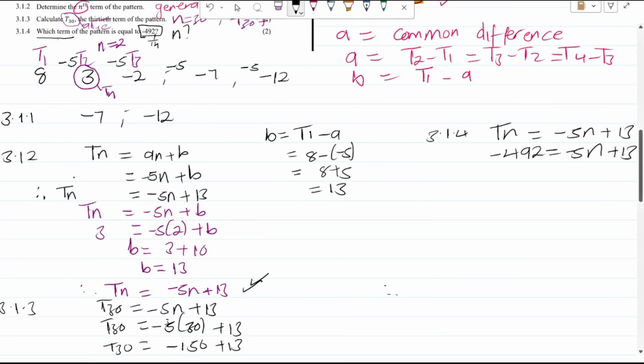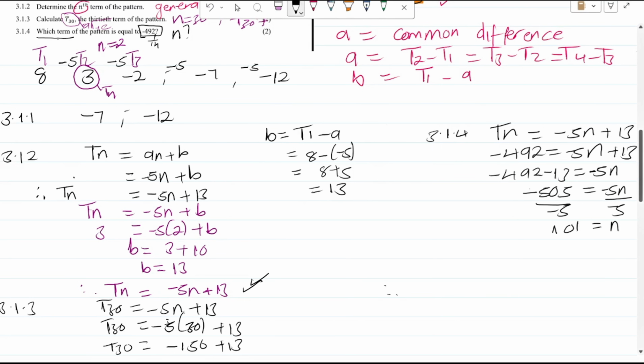So now we group the like terms. So we're going to take 13 to the other side. It will be negative 492 minus 13, which is equal to negative 5n. Oh, my bad, negative 5n. Okay? And we would get negative 505, which is equal to negative 5n. Then we're going to divide both sides by negative 5, and then we'd have 101, which is equal to n.